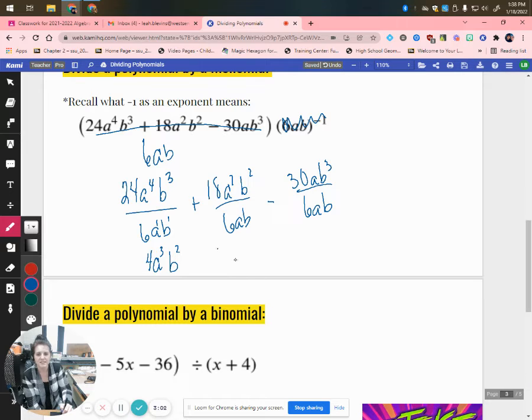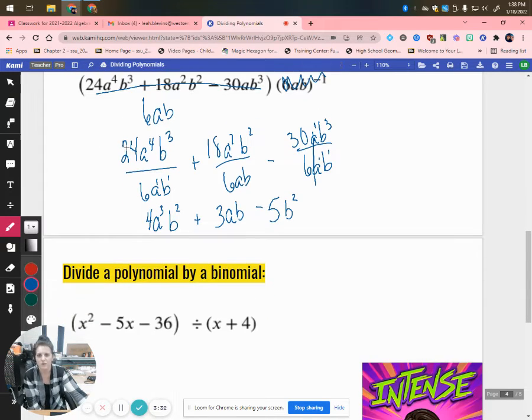18 divided by 6 is 3. It's positive, so we're going to keep it positive. a to the 2nd divided by a is an a. And b to the 2nd divided by ab is b. Minus 30 divided by 6 is 5. Those a's are gone. That's like 1 take away 1 is 0, so it's gone. 3 take away 1 is 2, so I'm left with b to the 2nd. And again, we could check this by doing this times 6ab and see that it gives us 24a to the 4th b to the 3rd plus 18a squared b squared minus 30ab cubed.